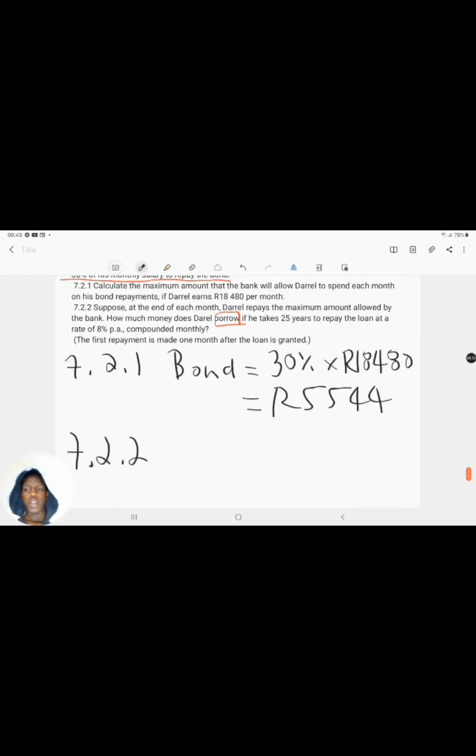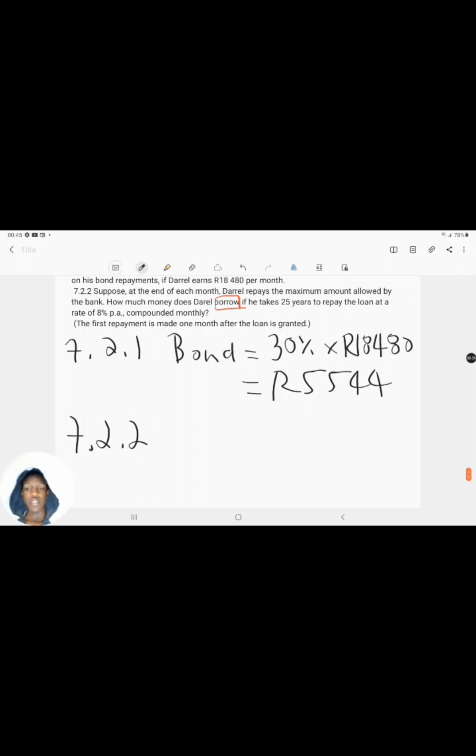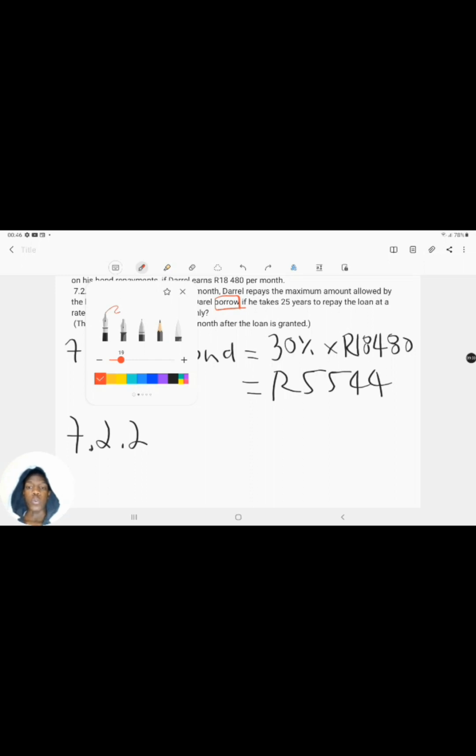Right, so 7.2.2 says, suppose at the end of each month, Daryl repays the maximum amount allowed, which we just calculated there. That's 5,544, right? Daryl repays the maximum amount allowed by the bank. How much money does Daryl borrow if he takes 25 years to repay the loan at a rate of 8% per annum compounded monthly? Now, the key word there is borrow, right?